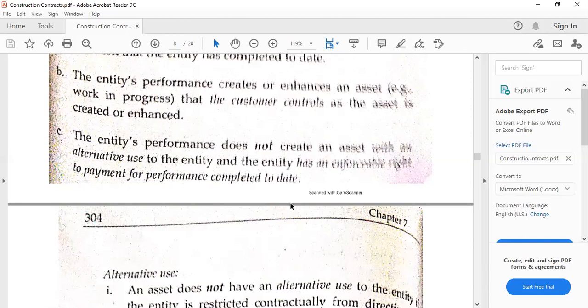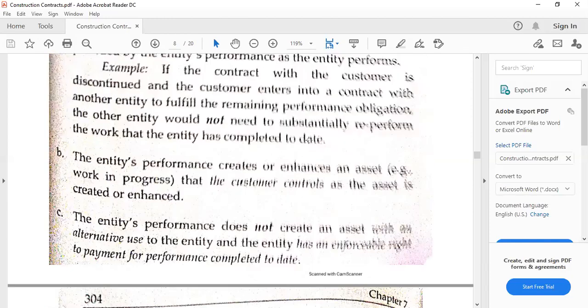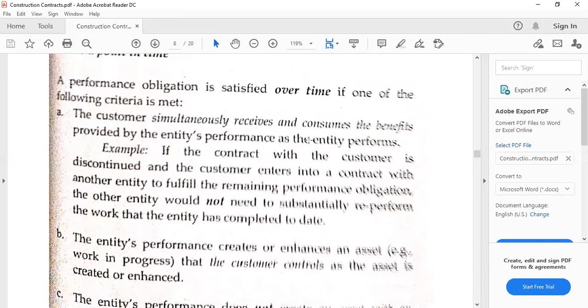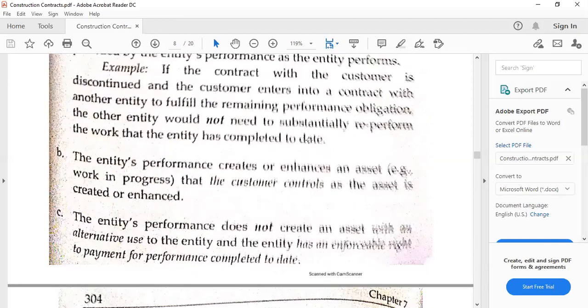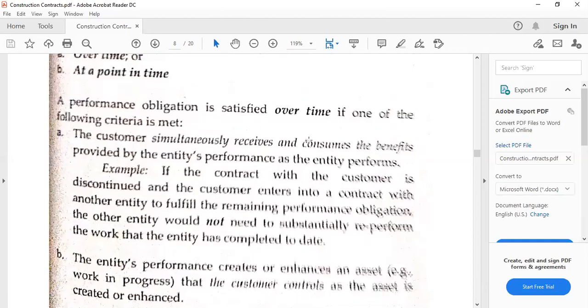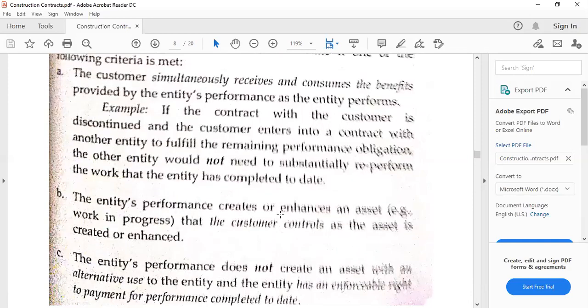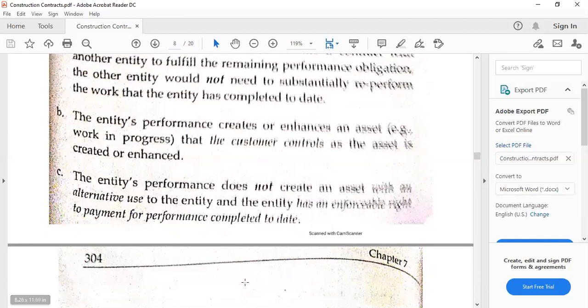Then the performance does not create an asset with an alternative use. So in other words, it does not produce another asset with an alternative use to the entity, and then the entity has an enforceable right to payment for performance completed to date. So in this case, the three should be complied with for the performance obligation to be satisfied over time. In this case, for letter C, there is a date that is set for it to be considered as at a point in time.